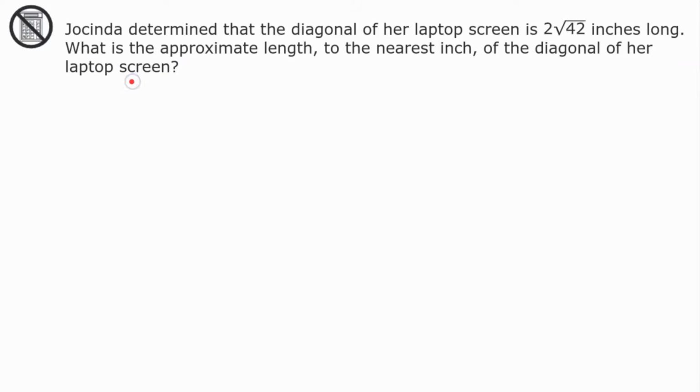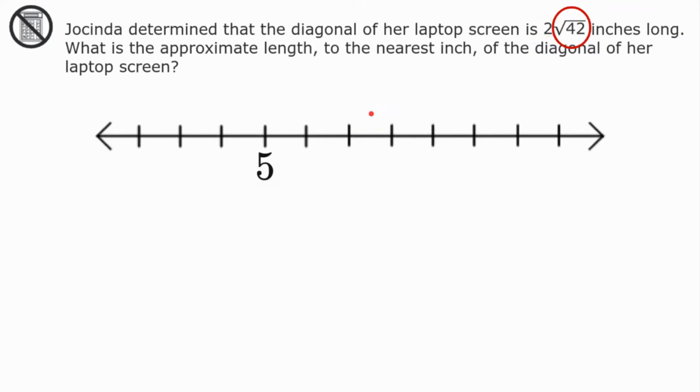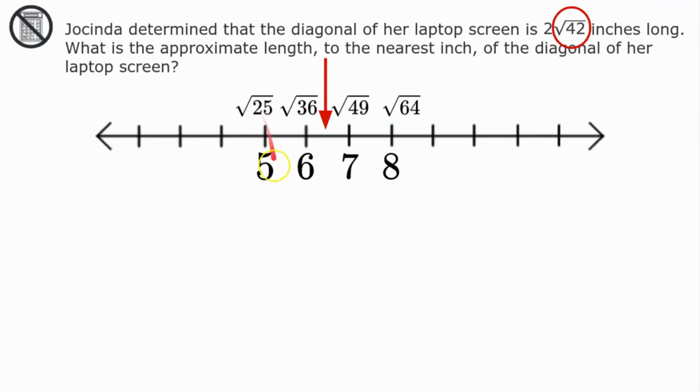Welcome back. So what I'm going to do is focus on the square root of 42 first. This is 2 multiplied by the square root of 42. So I'm going to approximate the square root of 42, reminding you cannot use a calculator. So I'm starting a number line, and then I'm going to make my square roots above it. So the square root of 25 is 5. Square root of 36 is 6. These are my perfect squares.